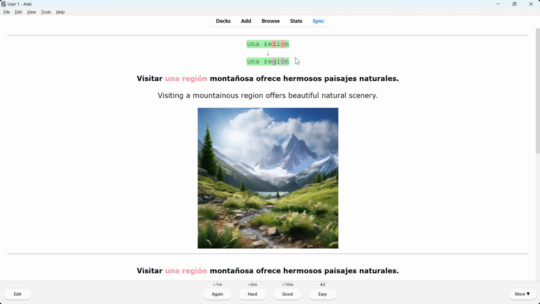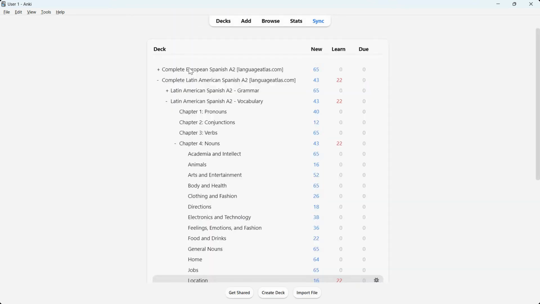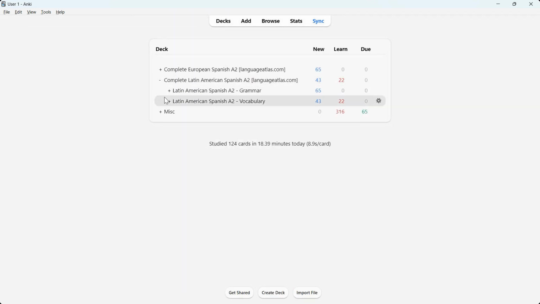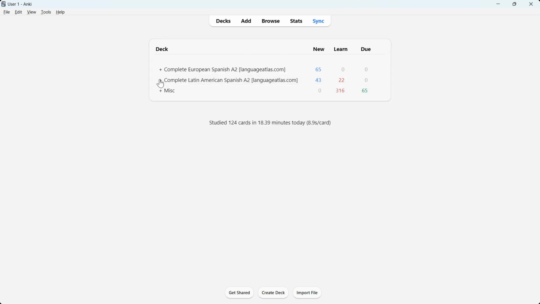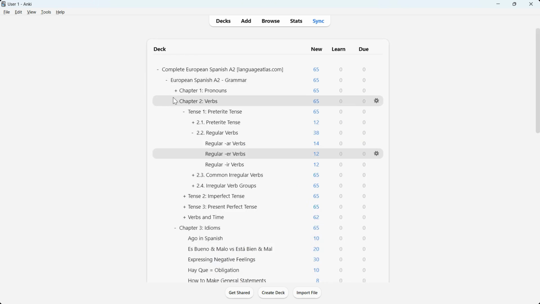So again, the second card type is there so you can test your spelling. I can continue like this, but we'd have more typing exercises. Now I'd like to go to the complete European Spanish A2 Anki Deck. I will click on this icon to show you what's inside. I will show you two decks within the grammar one. We did vocabulary before, but now we'll go to grammar.